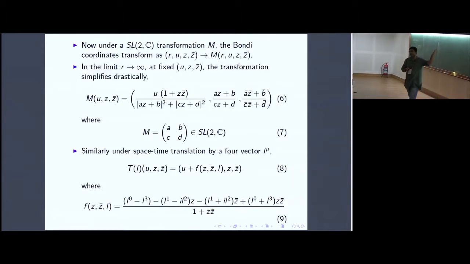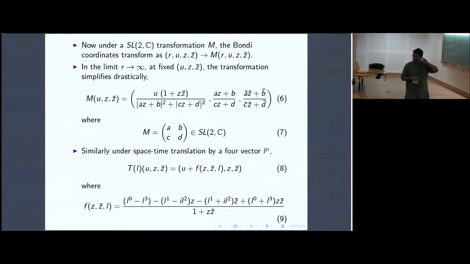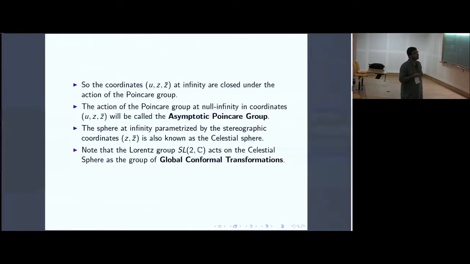If you do this, only this u will shift, and it has this particular form. Once you take the limit to infinity, those other things drop out. Of this asymptotic group at null infinity?